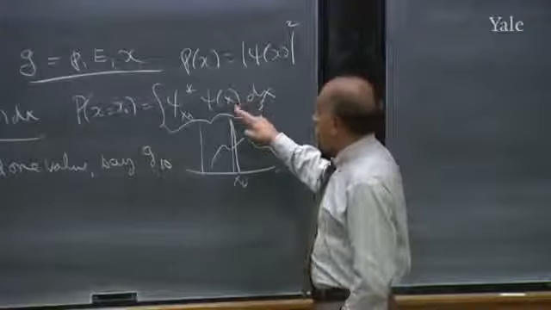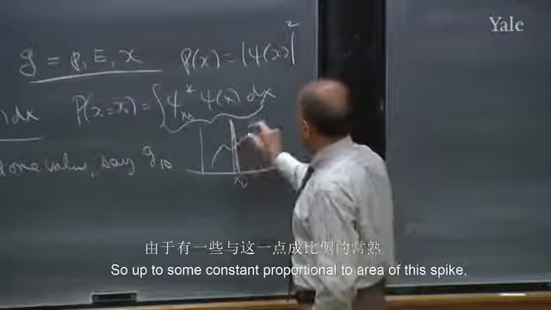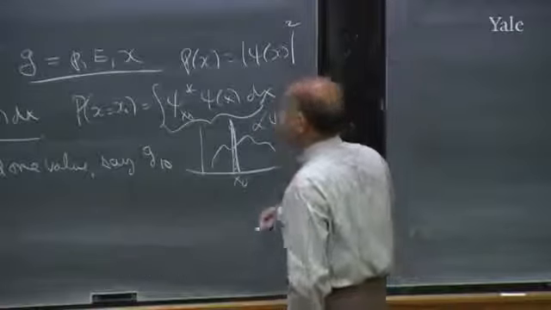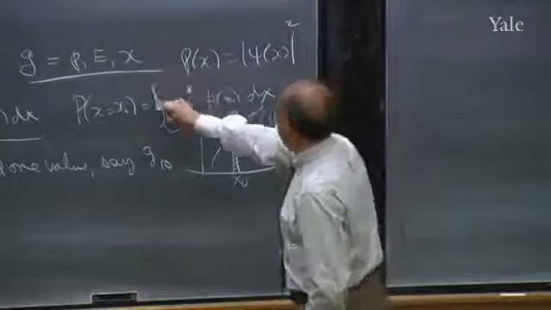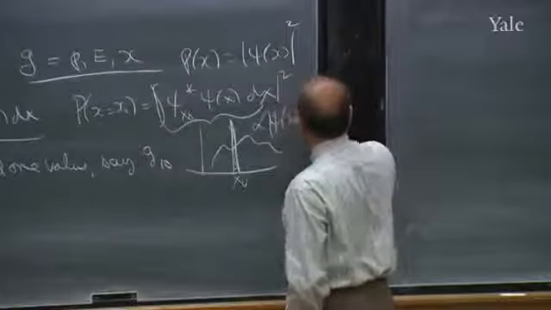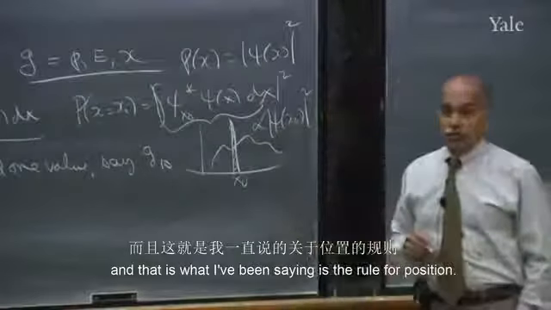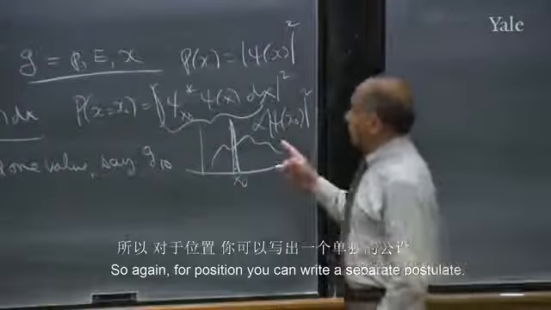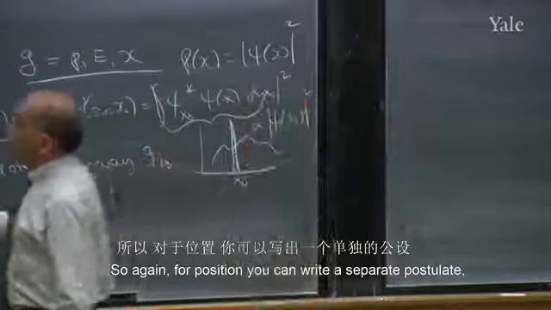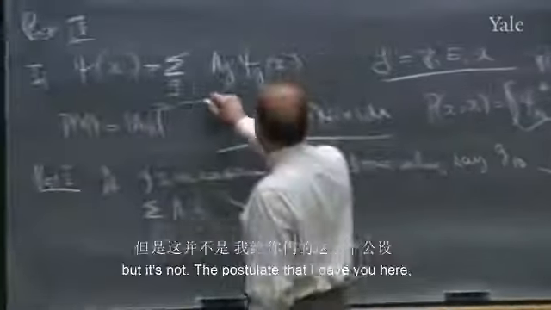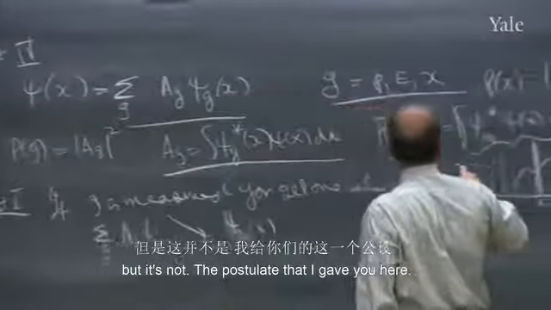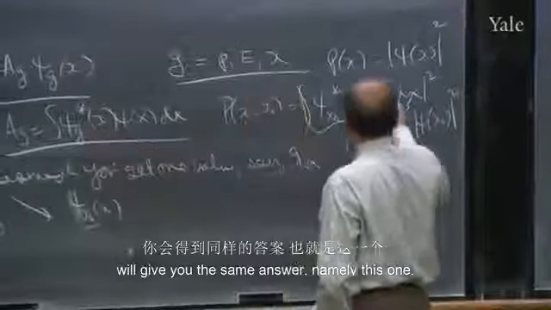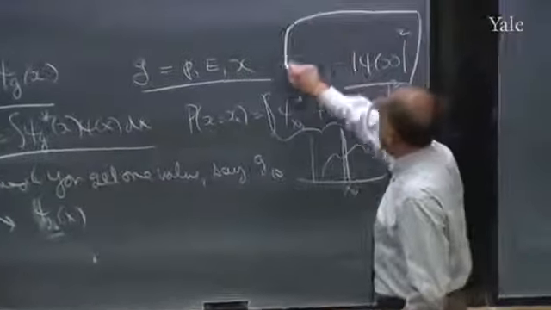So up to some constant proportional area of this spike, the answer is proportional to the wave function at x naught. Therefore, I'm sorry, I meant to say square this, and that's what I've been saying is the rule for position. So again, for position, you can write a separate postulate, but it's not necessary. The postulate that I gave you here, if you put g equal to position, will give you the same answer, namely this one.